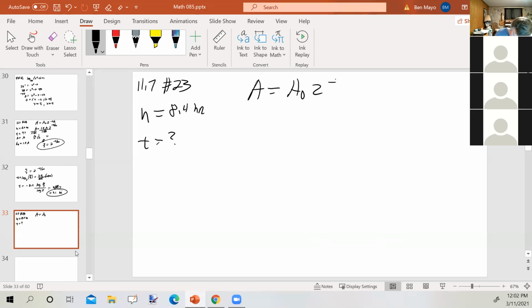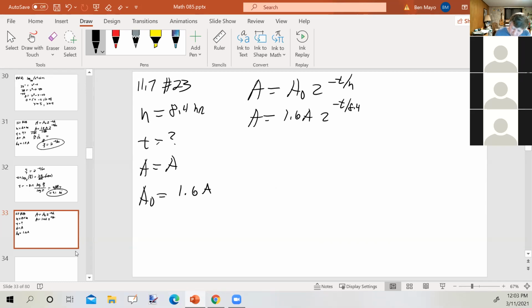Okay. So the ending amount is the ending amount. The beginning amount is the ending amount plus 60%. So 1.6 A. So we've done, I think, 3 different versions of 23, all with different percentages. But in each case, you're going backwards. It's like there was more to start with. They give you the ending amount. You've got to write the starting amount in terms of the ending amount. So A equals 1.6 A times 2 to the negative t over 8.4 power.